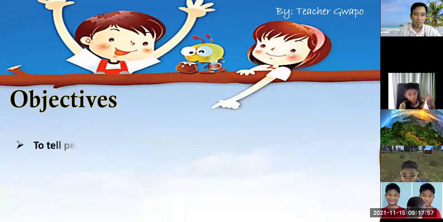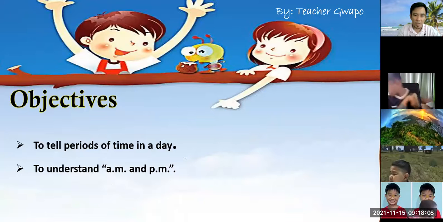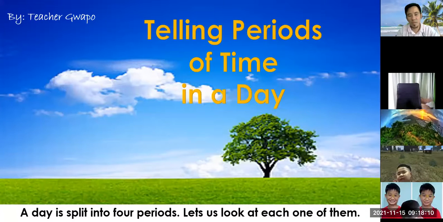Okay, our objective this morning is you must tell the periods of time in a day. So I will ask you later, what are the periods of time in a day? And you must understand AM, PM. Now, telling the period of time in a day, okay? As I showed you in the video before we start our lesson, the day is split into 4 periods, okay? Always remember, I might ask you in our test, what are the 4 periods of a day? So you must know the 4 periods of a day. So it is split into 4 periods, and let us look at each one of them.